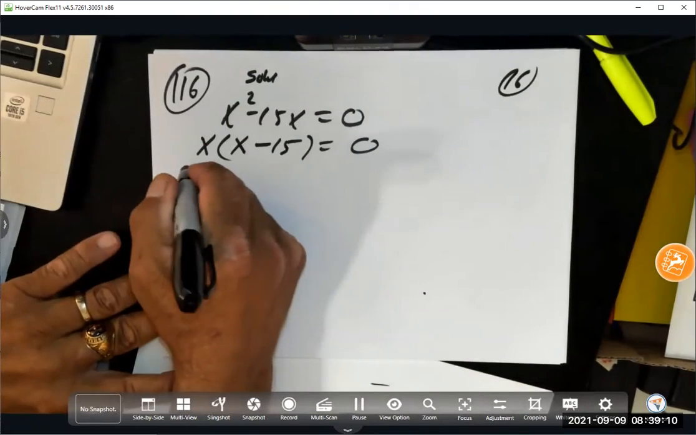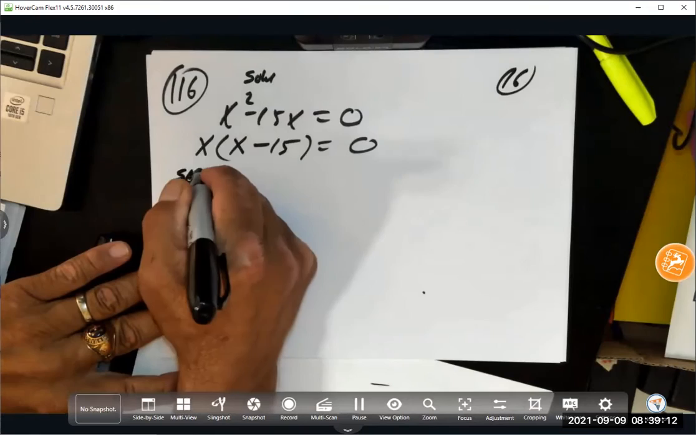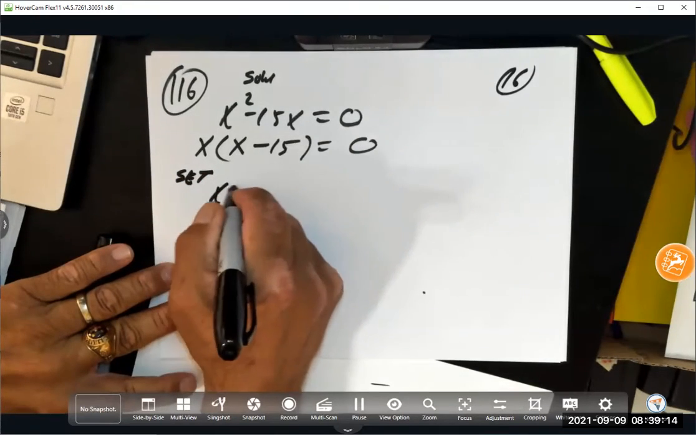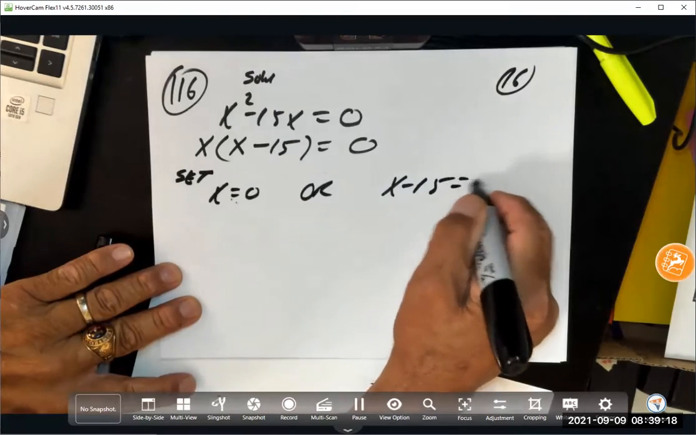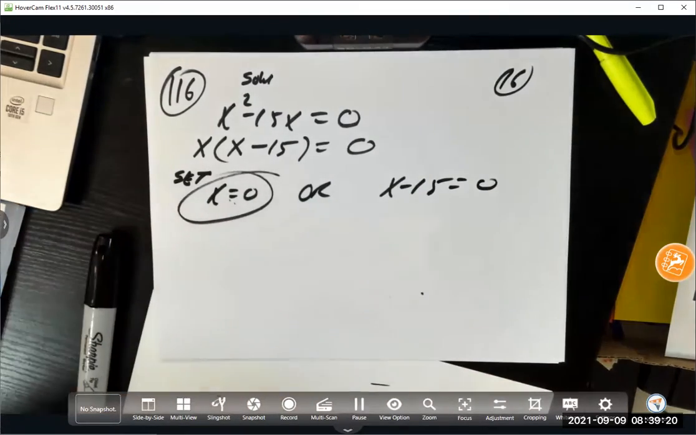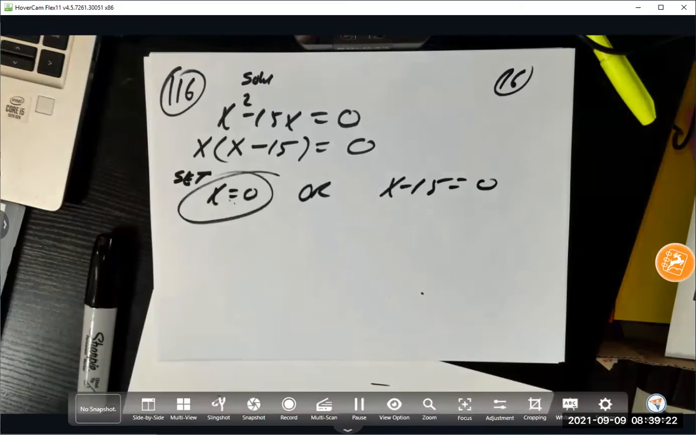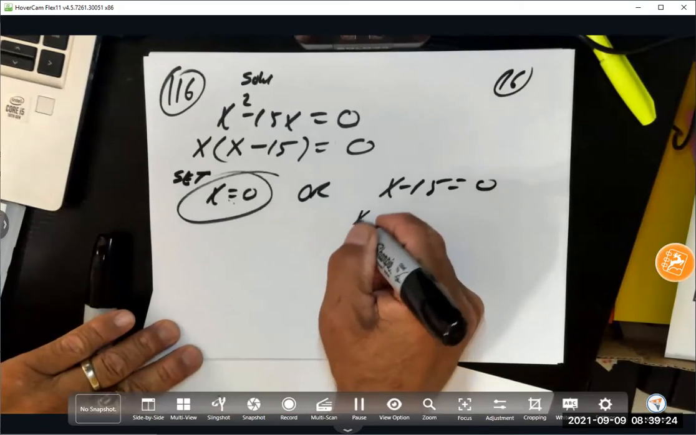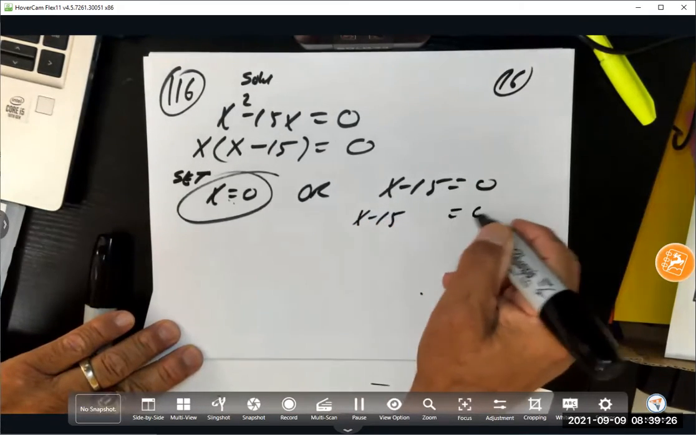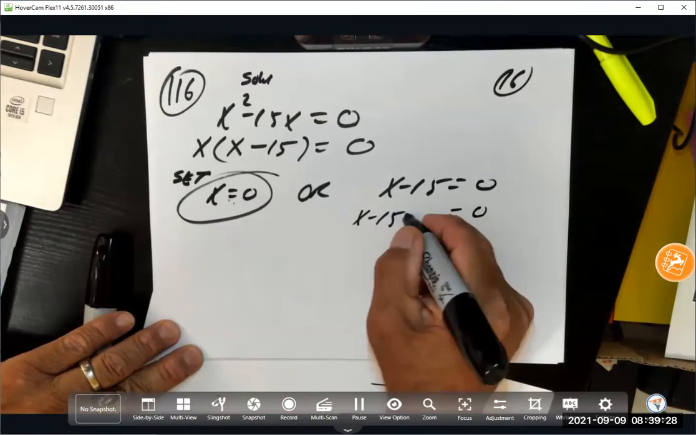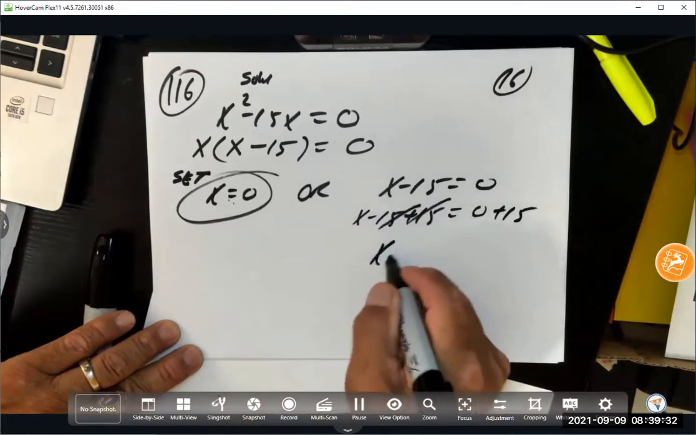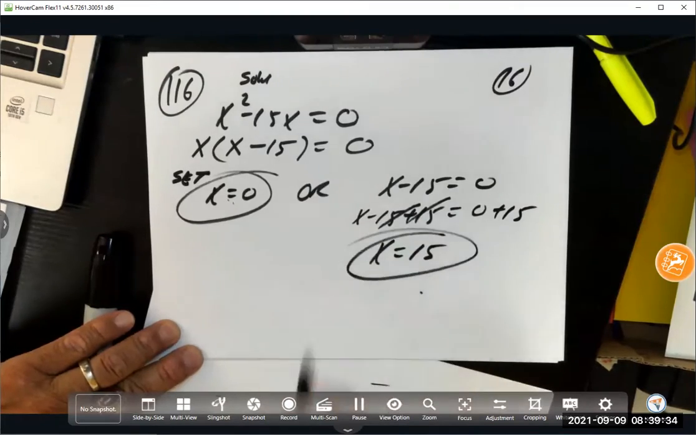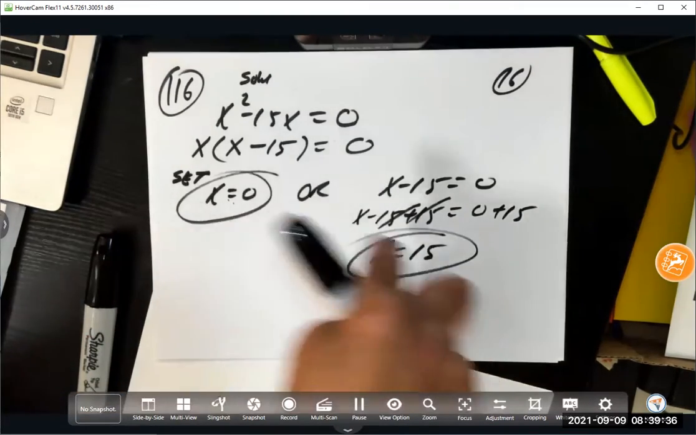So now, once I do that, I can set it up, and the setup is this: X is 0, or that one is 0. Well, this one's already done. I don't have to mess with that one, but the other one's not. How do you do this one? What do I do with this? Add 15, add 15. So X over here is what? 15. So we got two answers right there.